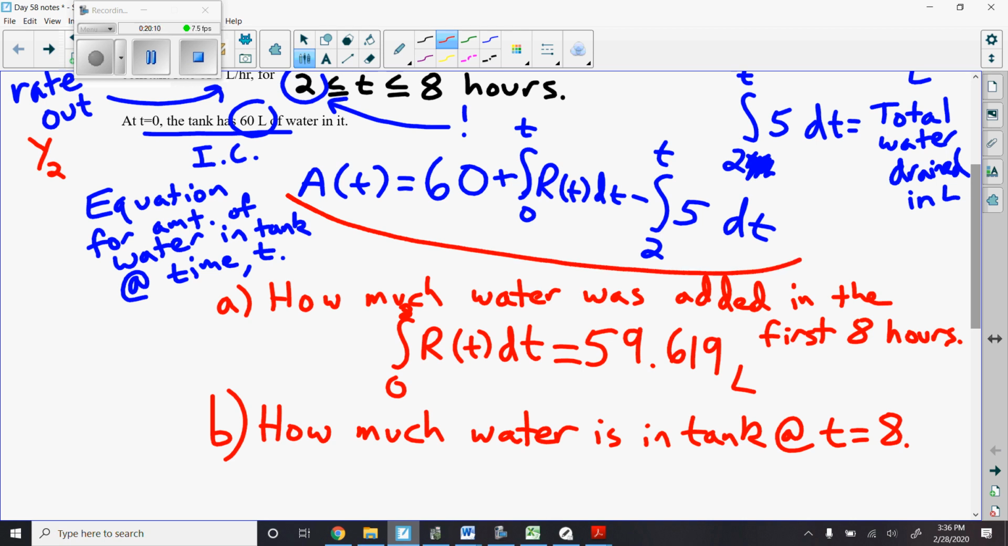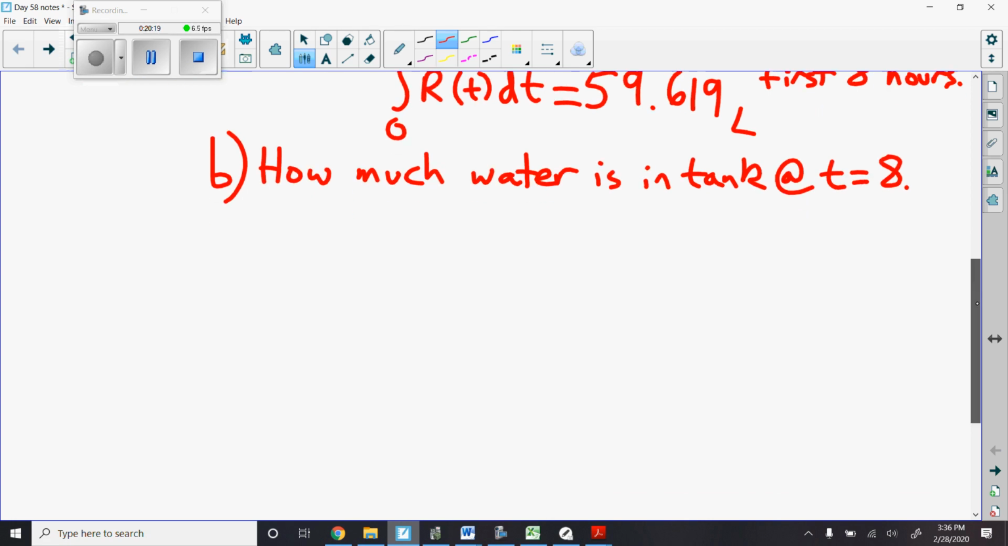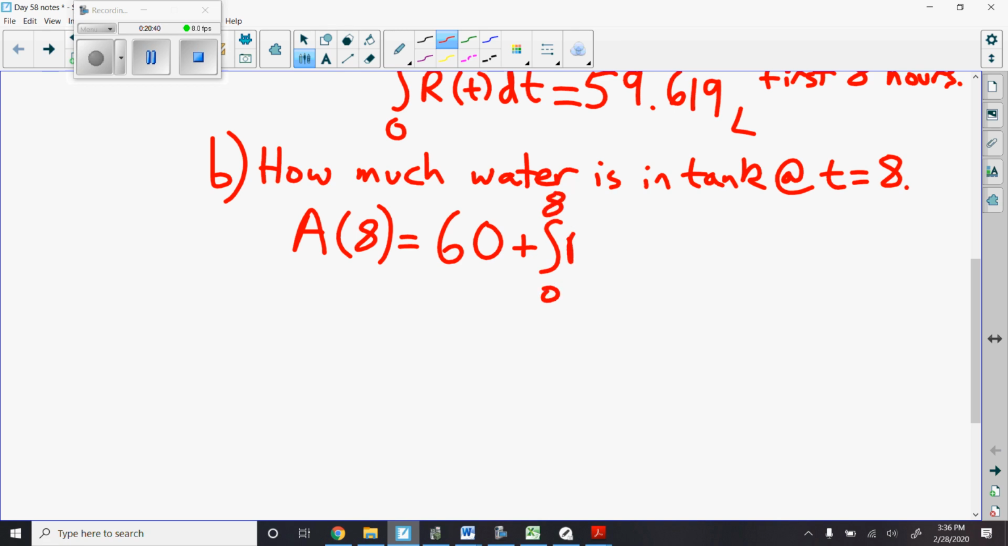Holy smokes, this thing is laggy. I don't know why it's being so slow. Okay, so let's go ahead and take a look at it. I want the amount in the tank at time t equals 8. Well, that's going to be my initial condition, 60, plus the integral from 0 to 8 of r of t dt minus the integral from 2 to 8 of 5 dt.